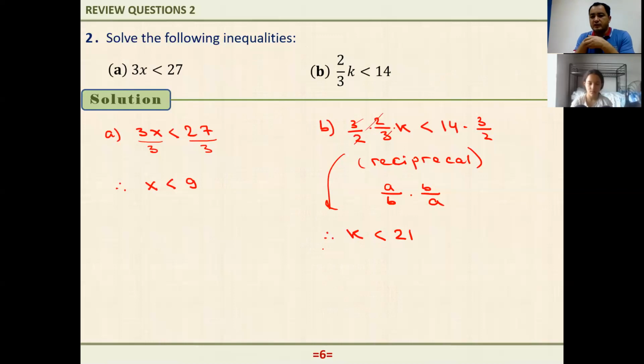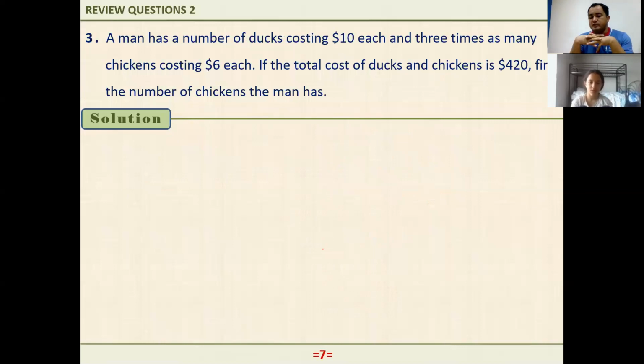Good. Now, Shahina, we will start solving word problems, okay? To solve word problems, first, as you know, we have to read it quickly. You don't have to understand every word. When you read for the first time, you have some general idea about the question. For example, a man has a number of ducks costing $10 each and 3 times as many chickens costing $6 each. If the total cost of ducks and chickens is $420, find the number of chickens the man has. Okay, I didn't understand anything, but now I know that we are talking about chickens and ducks and buying and selling, like shopping. So now we have some general idea.